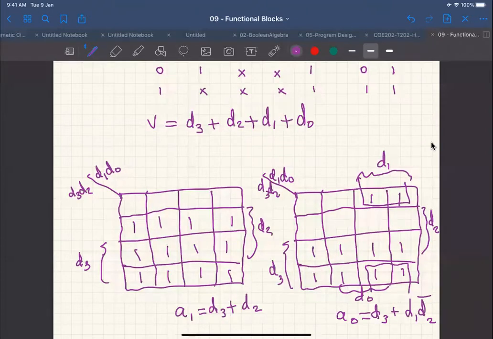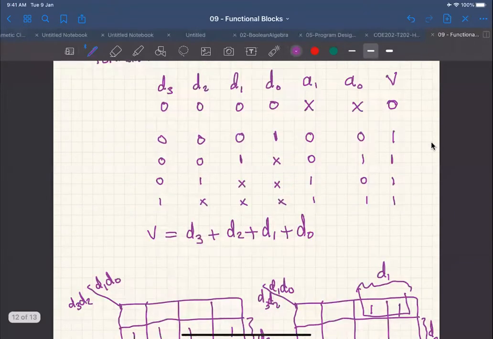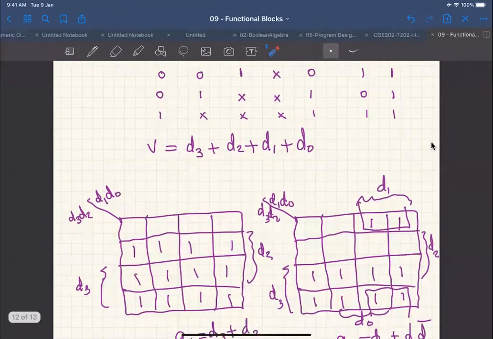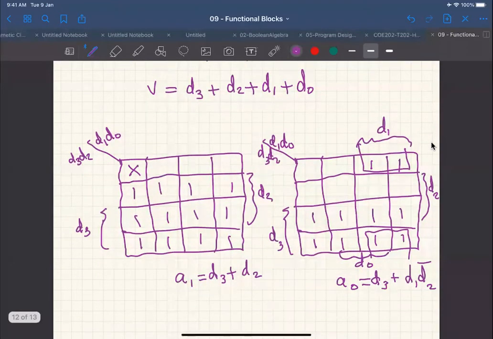Yeah? Notice that the A1 here, which is basically a don't care here, we assume that it is 0. So let me just put an X here, but we don't take it. We don't take it because if we take it, it will complicate our function for A1. It will add more literals to the function, okay?